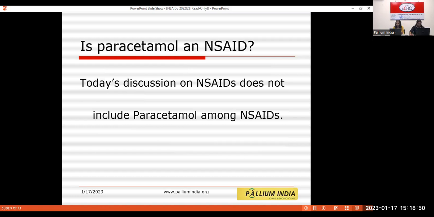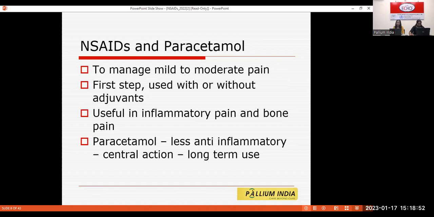So what are the drugs used in step 1? We said it is non-opioids. Can someone tell me a few non-opioid examples? One is right there on the screen, which is paracetamol, a very, very important drug that we use in palliative care. Most of the prescriptions will have paracetamol. Diclofenac, yes, that is one drug in step 1. Non-opioids. We have learned it in pharmacology.